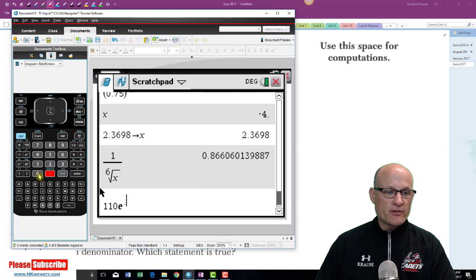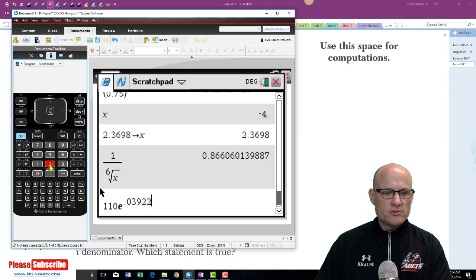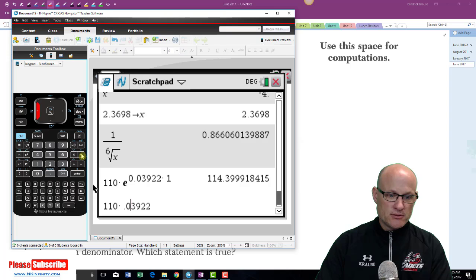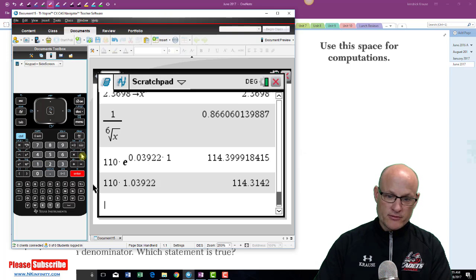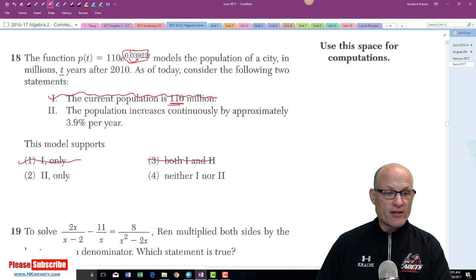I'm going to do 110 e to the 0.03922. And I'm just going to put in 114. Well, let's see if that's a 3% growth. Let's do 110 times 0.03922. Oh, wait. 1 point. It's about a 3.9% growth. There it is. It's approximately. So yes, there's the answer.